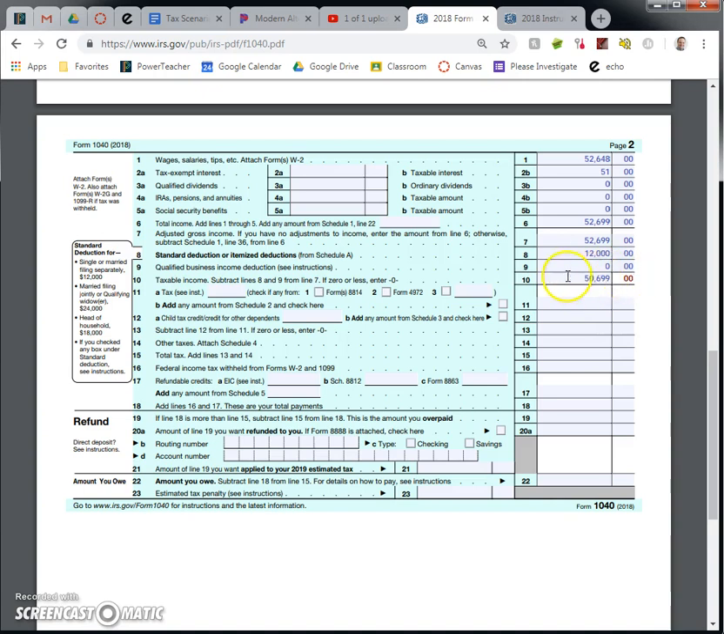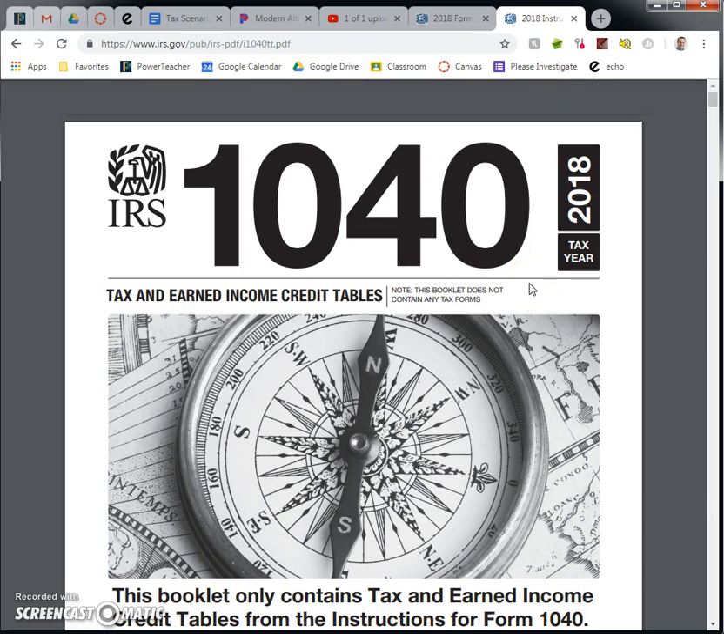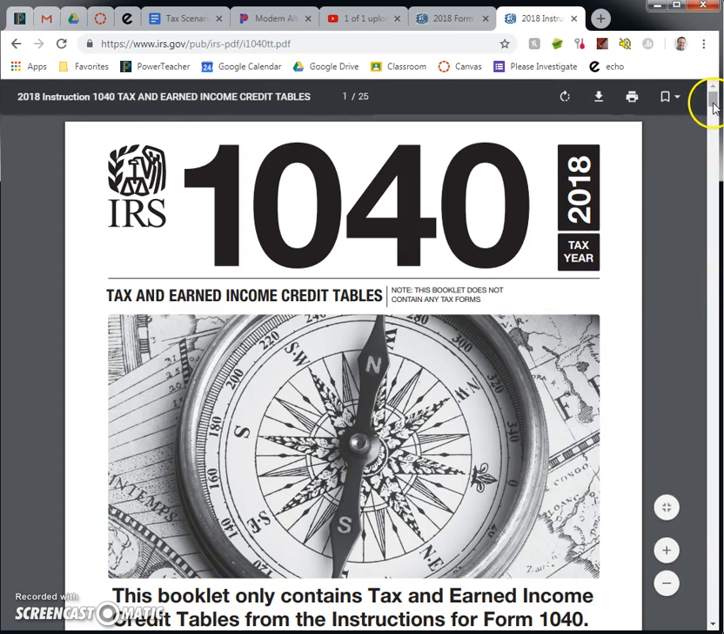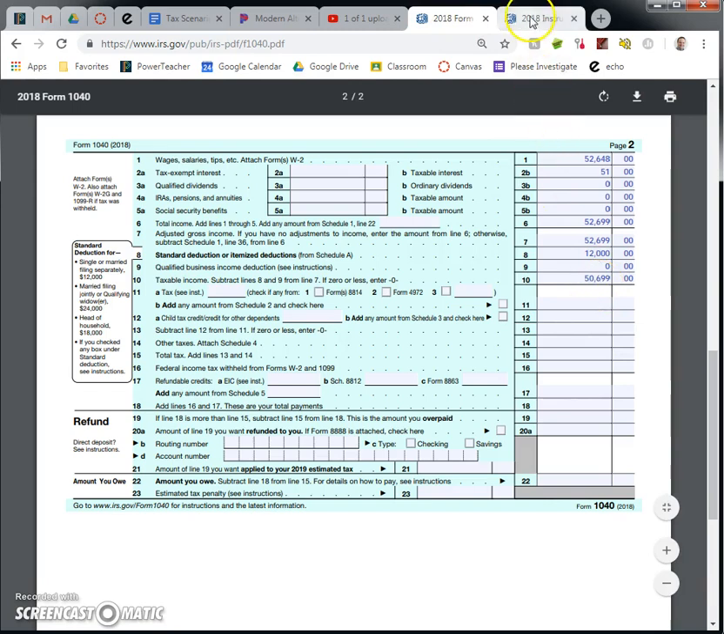So this line right here, line 10, says that Marcus should have paid taxes on $50,699 of his income. So we have to use this thing called the tax table, and there is a link to this on Canvas, but it looks like this right here, and this is available on the IRS website as well. And we need to look up on this tax table how much Marcus should have paid in taxes. So I'm going to scroll down, and I need to remind myself one more time. He made $50,699. Okay, so we need to scroll down.